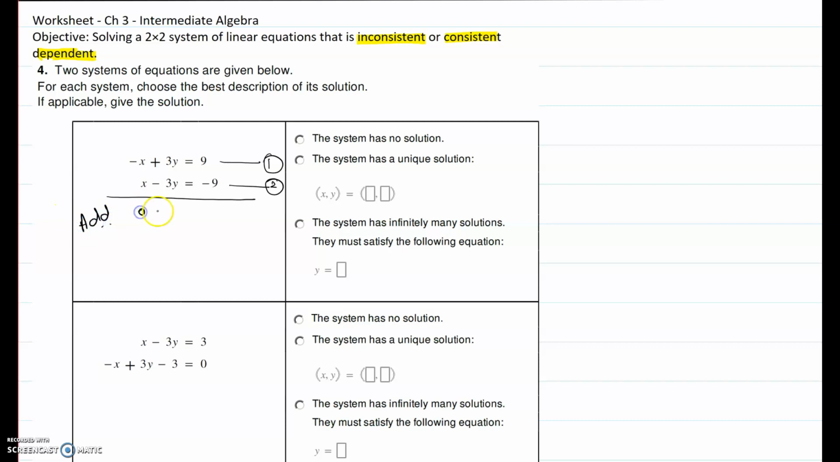You get 0x plus 0y equal to 0, which means 0 equal to 0, which is definitely a true statement. If the system ends up with a true statement, then the system has infinitely many solutions. So the system has infinitely many solutions, or it can also be described as the system is consistent and dependent.